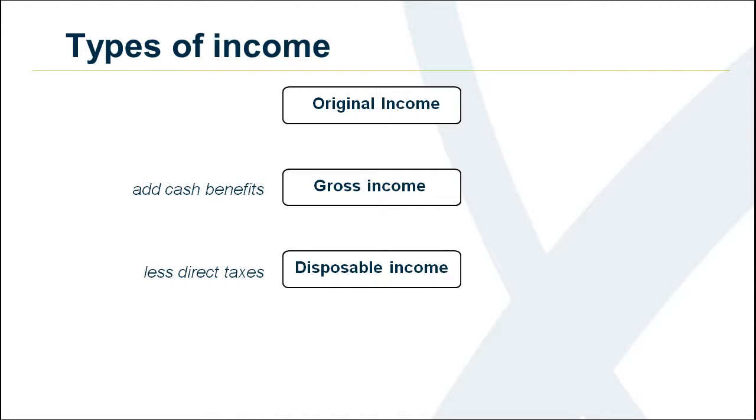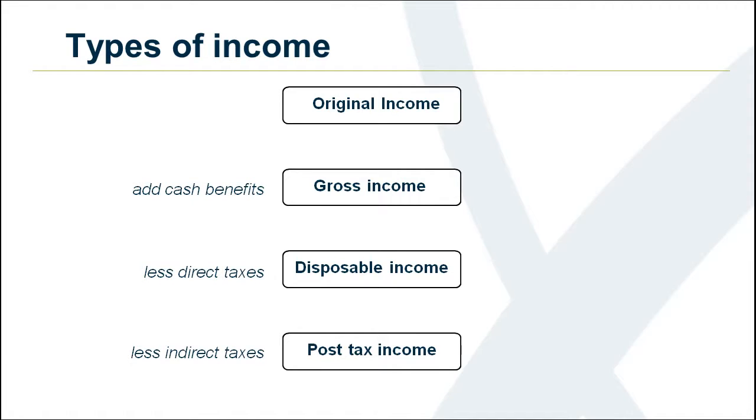Subtracting direct taxes, for example income tax and council tax, gives disposable income. Taking off indirect taxes, which are those paid when spending, such as VAT, leaves us with post-tax income. We calculate household incomes for these four stages to show how incomes are affected by taxes and benefits.